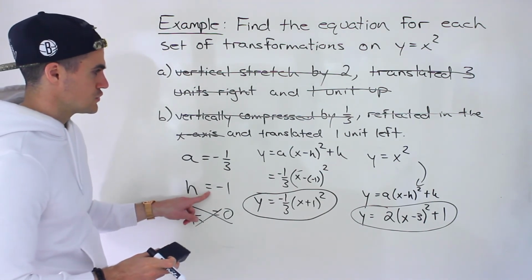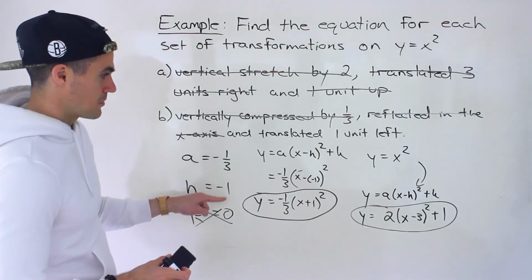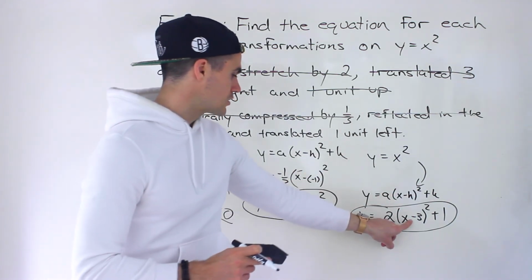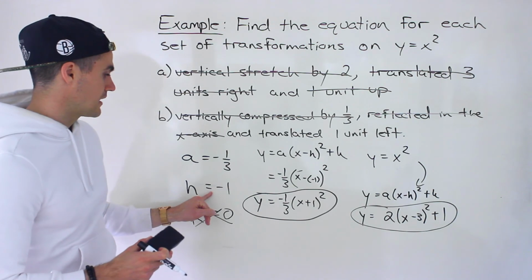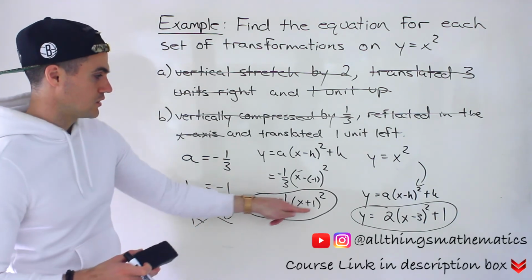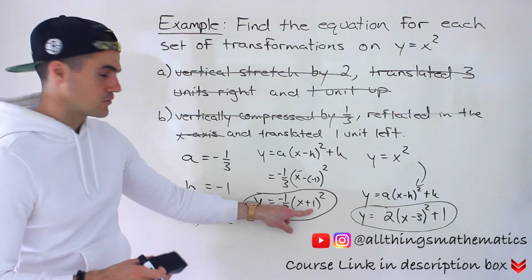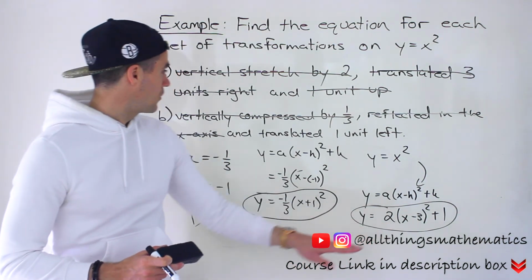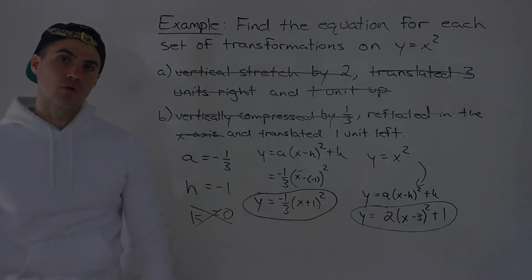So watch out with this h value. Notice the h value is +3, so we end up with a -3. Remember that the signs are changed. And then an h value of -1, meaning it's going to the left, ends up being a +1. We've gone through that in previous videos. So that's the equation for part A. This is the equation for part B.